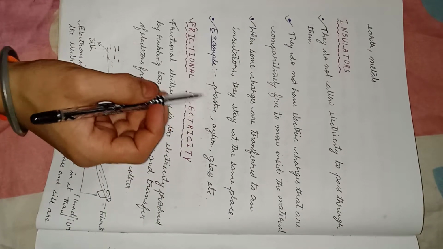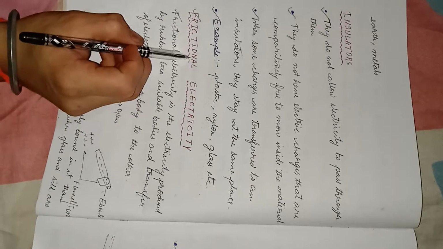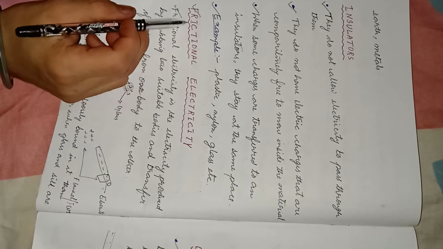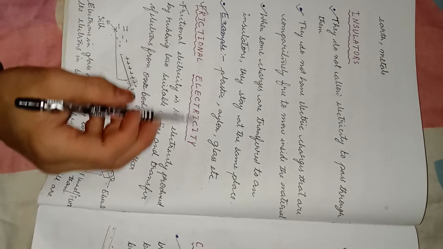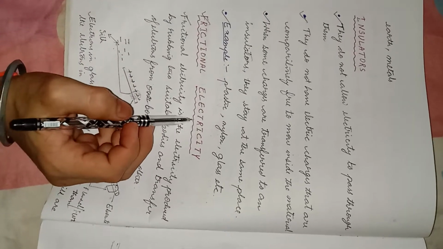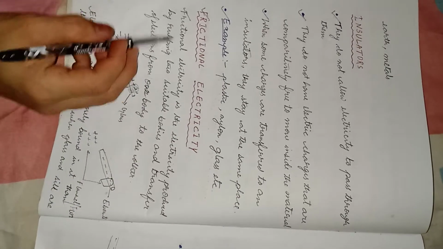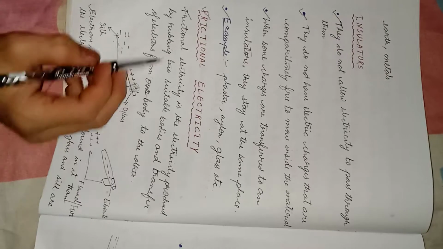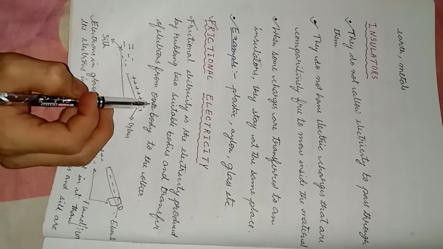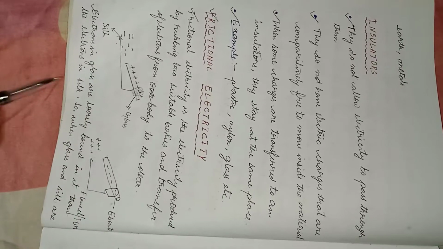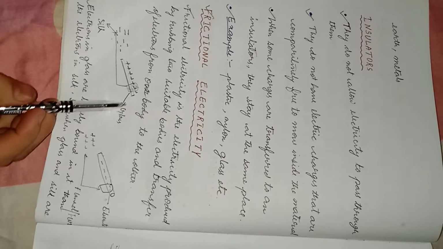Now, next is frictional electricity. What is frictional? Frictional means by rubbing two suitable bodies. If you rub two suitable bodies, friction occurs, isn't it? Now, what is electricity? We already know that electricity occurs when a flow of electrons takes place. So, frictional electricity is the electricity produced by rubbing two suitable bodies and the transfer of electrons from one body to the other. For example, take glass and silk.